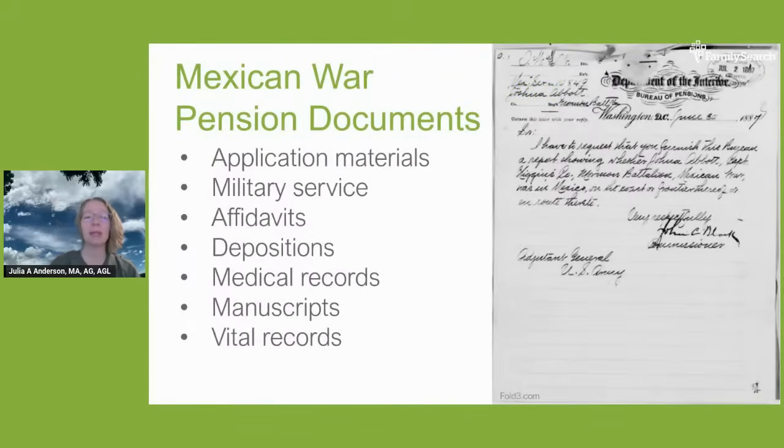A typical Mexican War pension file includes similar documents and information as those for the Indian Wars because they covered the same time period. These are the application, original jacket and a brief of the case, a statement of military service, affidavits, depositions, medical records, manuscripts like personal letters, vital records such as birth and marriage records, and sometimes even more information.